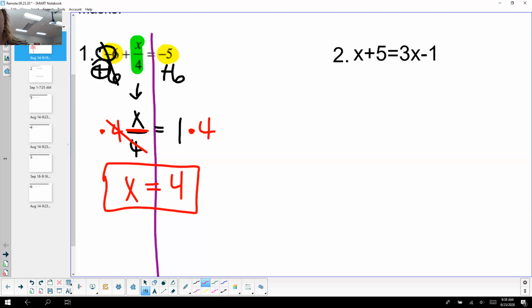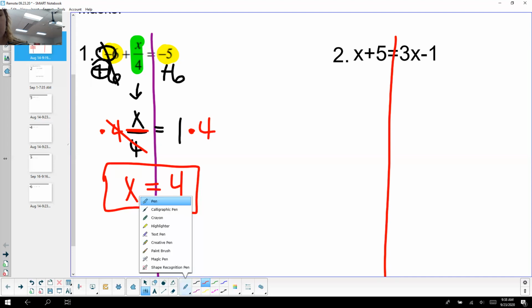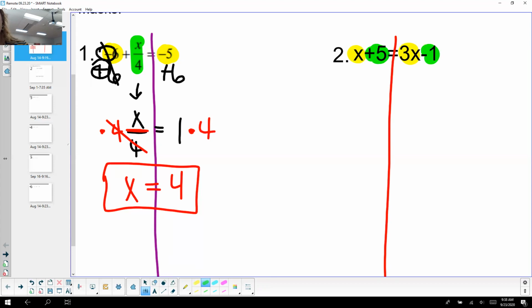All right, this second problem, I've got x plus 5 equals 3x minus 1. So what I'm going to want to do is pull out my highlighter or your 2 markers. I'm going to highlight my variable terms, and then I'm going to highlight my constant terms. We've been practicing doing this all week, so just remember to identify constant and variable terms. Again, your variable terms are the terms with the x or the letter, whatever variable or letter they use to represent that unknown value. And then your constant terms are going to be your ones like 5, 2, -1, something like that, that don't have a variable.